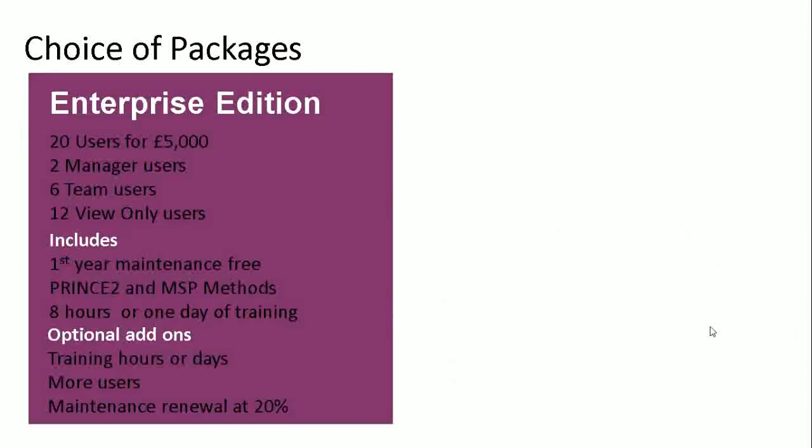So, choice of packages: we have two different packages for our on-premises solutions. The first, Enterprise Edition, has a base package of users for a price, and that includes first year maintenance free, Prince2 and MSP methods, 8 hours or 1 day of training. You can add extra training to that. You can renew your maintenance after the first year if you want to, that's optional, and you can add more users if you want to, up to any sort of level, and that's a perpetual price, so you've paid for it, you can use it forever.